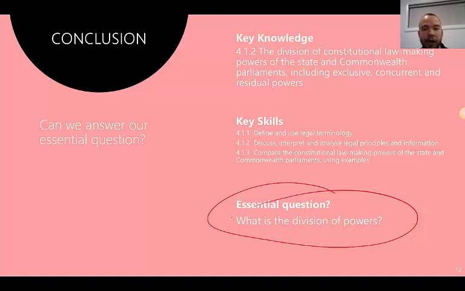Hopefully I'll see you tuned in again for video 4.1.3. It's going to be a really short one as we look at what happens if the states and the Commonwealth have laws that contradict each other.